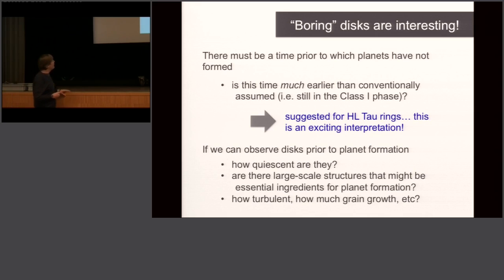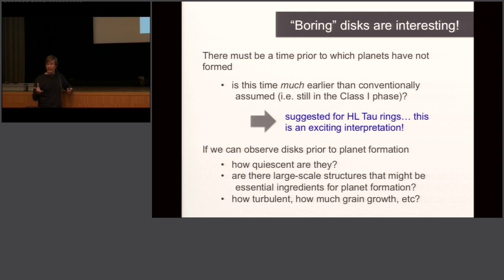Okay? So there must be a time prior to which planets have not formed within disks. And at the moment, we don't really know what that time is. So the conventional view, which we've been hearing about this week, is that unless planets form by gravitational instability, the time scale it takes to go from small dust particles up to planets that would be large enough to have a dynamical effect on the disk structure is really quite long.